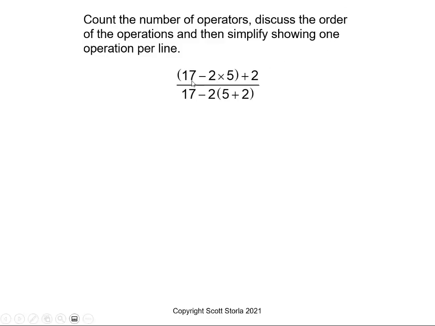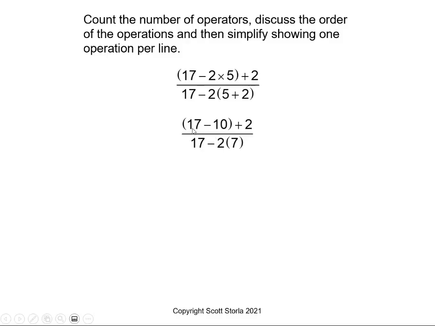So I'm going to start in the dividend where I have explicit grouping. So the multiplication will come before the subtraction in this case, and 2 times 5 will be 10. In the divisor, the addition's in the parentheses, so I'll have to do that first, and 5 plus 2 will give me 7. And this is what I was just talking about. Notice that we've done one operator in the dividend and one operator in the divisor when we moved from line to line. This is the most common way people will do problems like this.